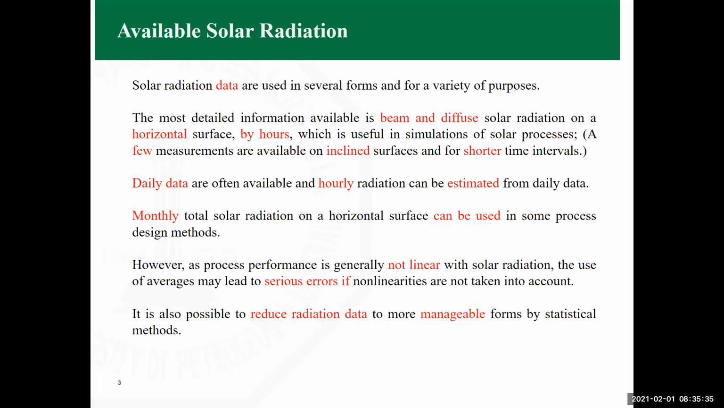The process information is not linear, which means that we don't expect the changes of the radiation to be linear either on an hourly or on a monthly basis. Accordingly, if the averages are going to be used, then we should take care that some errors in the process can occur due to the nonlinearities of these values which are collected. The data can be reduced to manageable forms by using statistical methods. And this is basically the way that you'll find it being used for predicting the solar radiation.